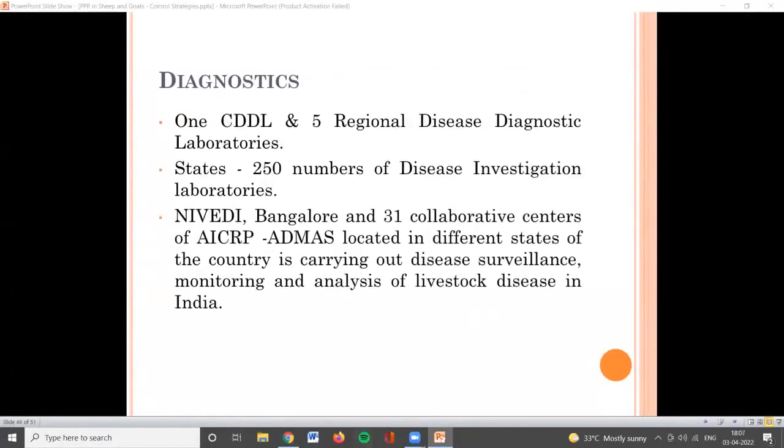India has a very huge infrastructure for the disease diagnostics of animals. We have one CDDL, five regional disease diagnostic laboratories, RDDLs, and 250 state disease investigation laboratories. And besides this, in the PPR eradication program, NIVEDI Bangalore and 31 collaborative centers of the All India Coordinated Research Project on ESADD and ADMAS, located in different states, are also carrying out disease surveillance, monitoring, and analysis of livestock disease in India.